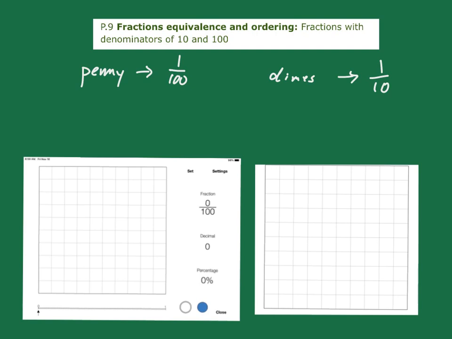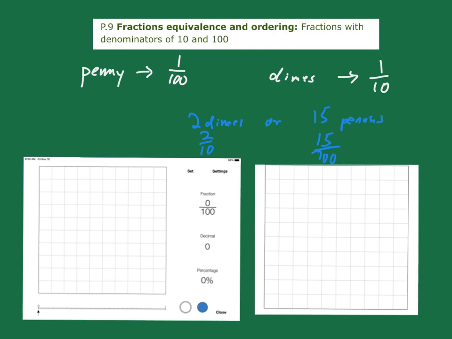Right? So we talk about value of things. So if I said, hey, would you rather have 2 dimes or 15 pennies, which one would you rather have? This would be like 2 out of 10, and this would be like 15 out of 100. Right? Which one's greater? What's the difference in value?